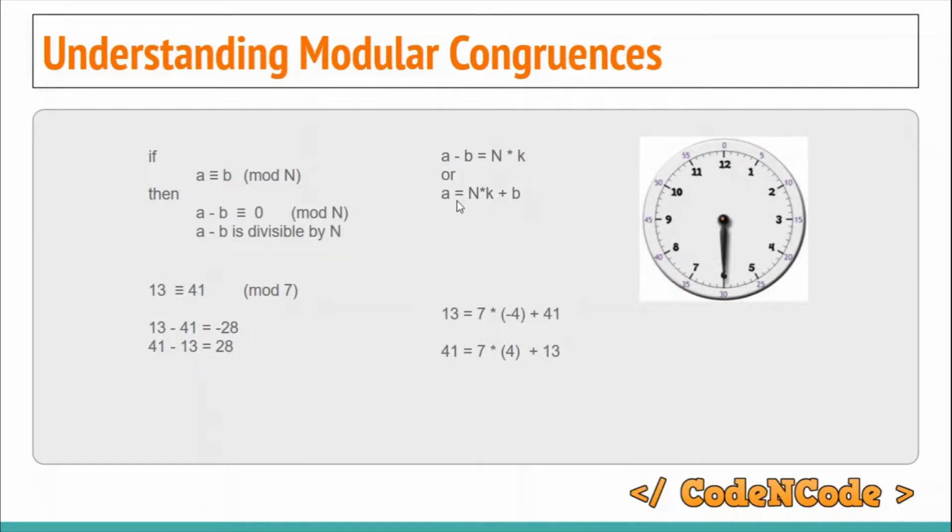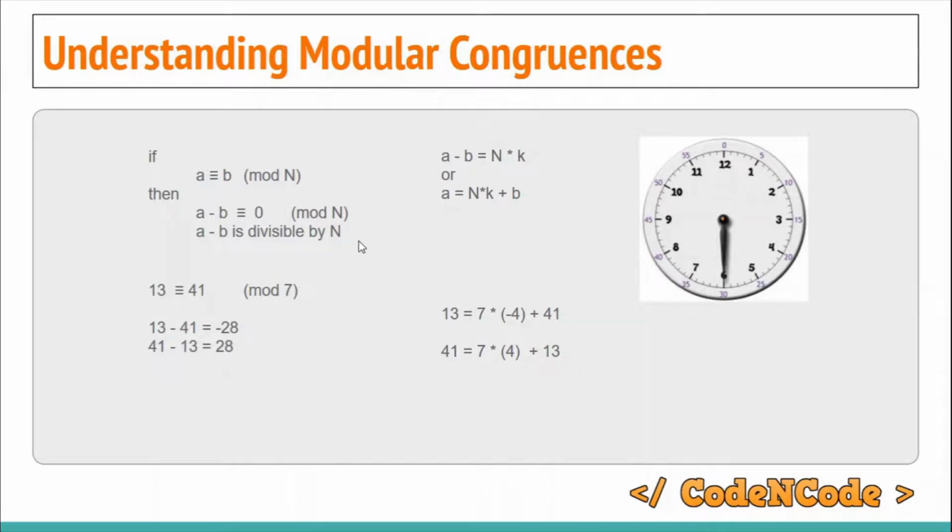So to represent this, since a and b are congruent to each other, you can write a as n times k plus b, or b as n times k plus a. To represent this fact, take an example like this. We know 13 and 41 are congruent to each other. So I can write 13 as 7 times minus 4 plus 41, or 41 I can write as 7 times 4 plus 13.